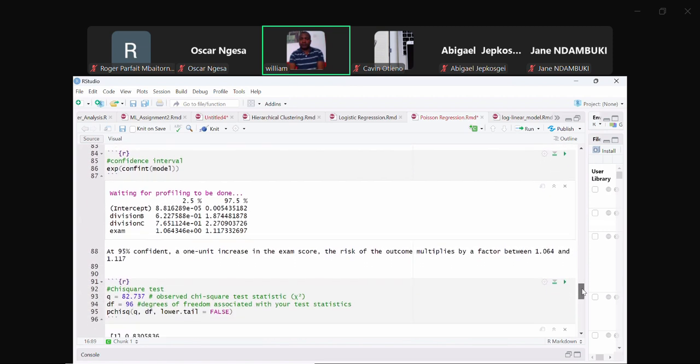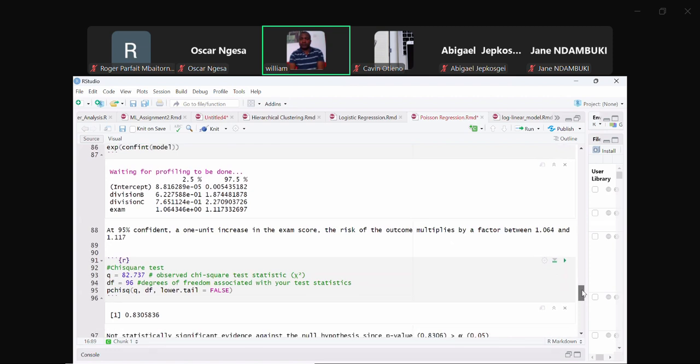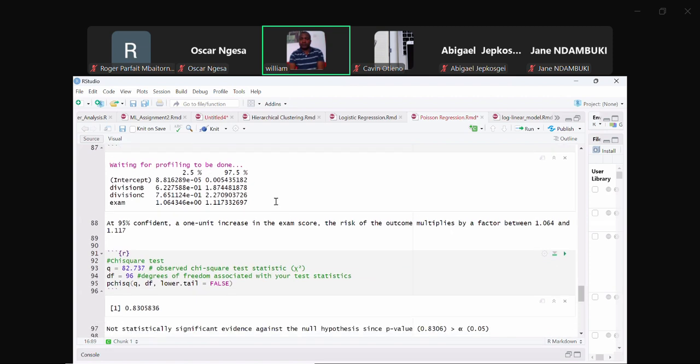Now, we can also go ahead and see the confidence interval, and this is at a 95% confidence interval. In this case, if I look at the exams, a 1 unit increase in exam score, the risk of outcome multiplies by a factor between 1.064 and 1.117. This is how you interpret the confidence interval.